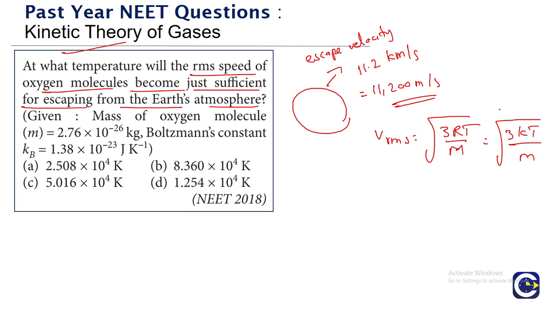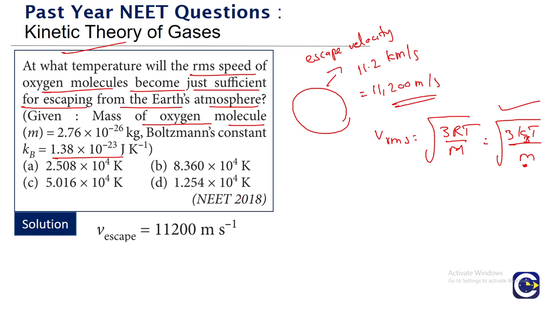So here probably we have to use this equation, because they are giving us the mass of one oxygen molecule, small m, and also the Boltzmann constant. The Boltzmann constant can be represented by the symbol k or k subscript B. In some other chapters we use k for the spring constant and even the thermal conductivity, so to differentiate, we can use k subscript B. It's a straight equation based question. So escape velocity, we know approximately what it is.